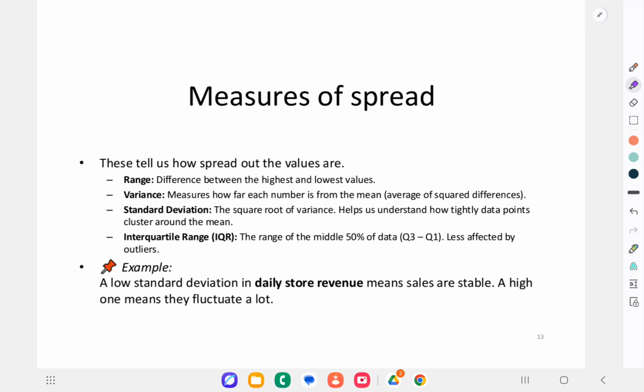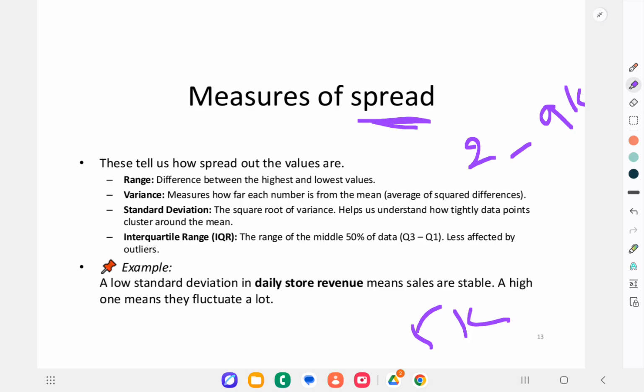Now that we've talked about the center, let's talk about the spread of the data, right? In other words, how much the data varies. Think of it this way. So two stores might have the same average daily sales, say 5K, right? But one store is very consistent while the other swings wildly from 2 to 9K, right? That's the spread. So the most basic measure is the range, just the difference between the highest and the lowest value. But this measure is sensitive to outliers.